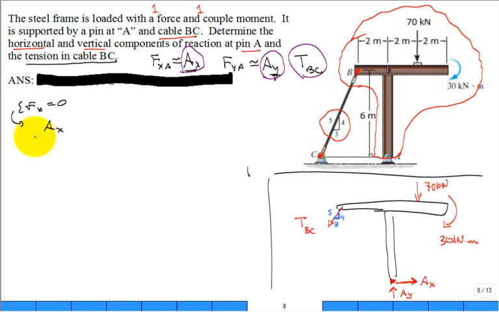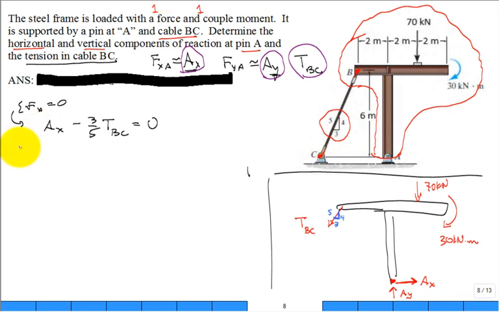Okay. That 70 kilonewtons is down. The couple moment doesn't do anything in the x. And I have negative 3/5 of the tension in the cable B to C. Those are my two. One is in the positive x, one's in the negative. They sum. Do you agree with that? They look good? Okay. I have 2 unknowns with 1 equation. I need to keep going.